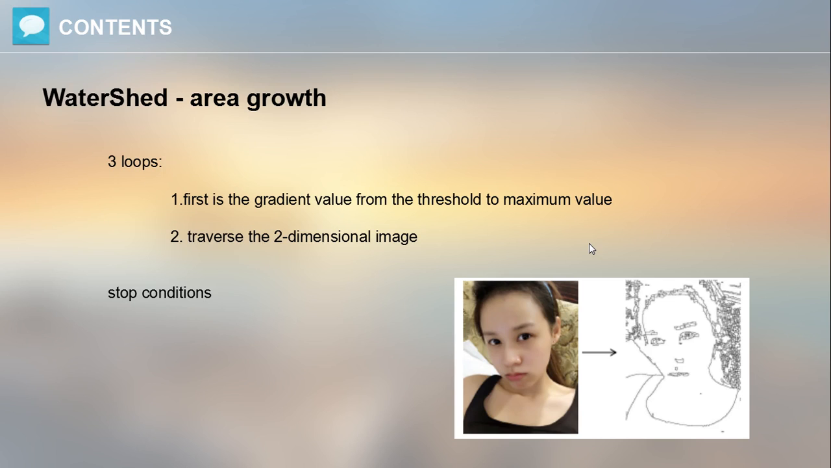First is the gradient value from the threshold to the maximum value, and the other 2 loops traverse the two-dimensional image. Why should we traverse the two-dimensional image here? Because we want to check each pixel. If there is one pixel which isn't marked as 0, so it is not a seed area, but there exists only 1 zero pixel in its neighbors, we will classify it into the seed area.